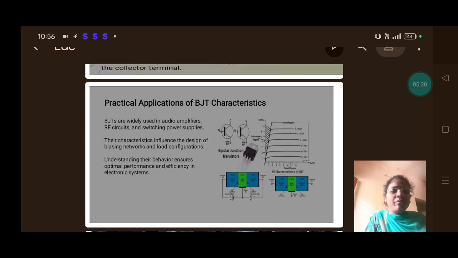Practical applications of BJT characteristics. Bipolar junction transistors are widely used in audio amplifiers, RF circuits, and switching power supplies. Their characteristics influence the design of biasing networks and load configuration. Understanding their behavior ensures optimal performance and efficiency in electronic systems.